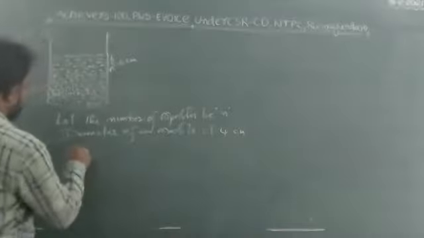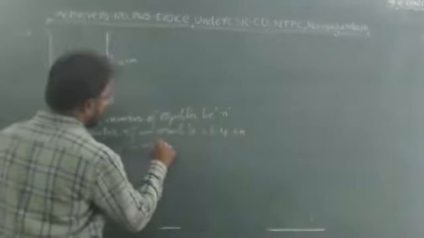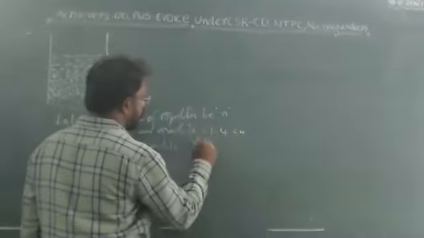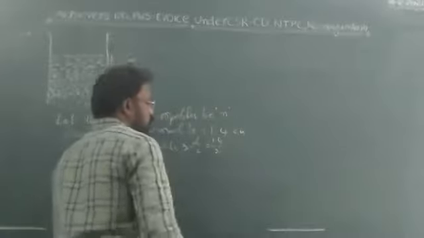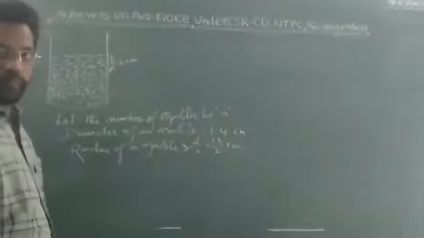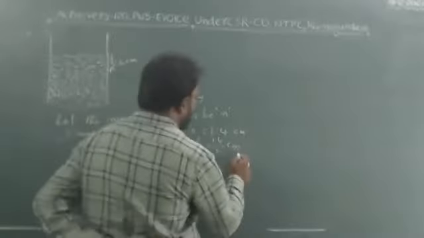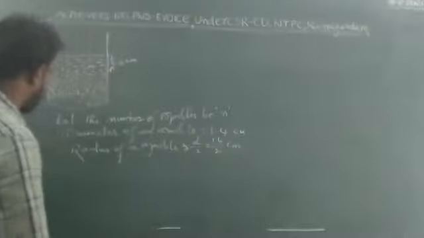From that, how do you get the radius? Radius of a marble is d by 2. D is 1.4, so 1.4 by 2, which is 0.7. It's very easy to calculate.